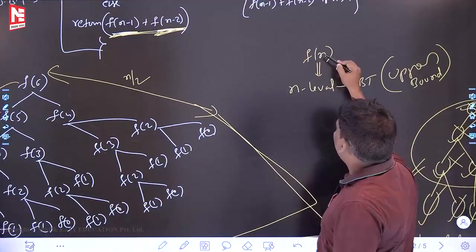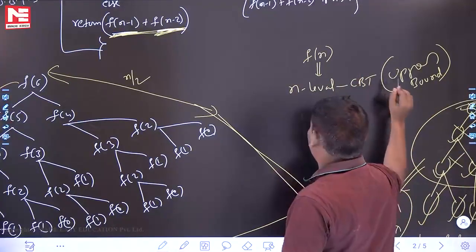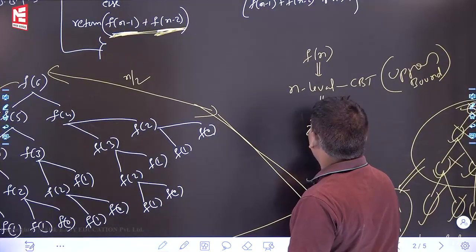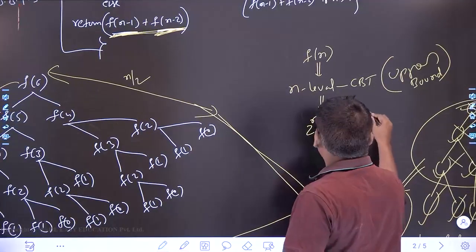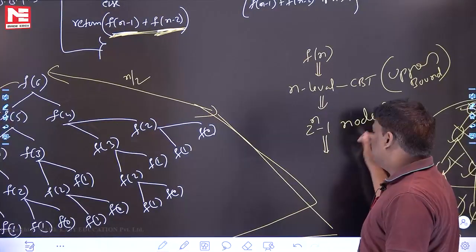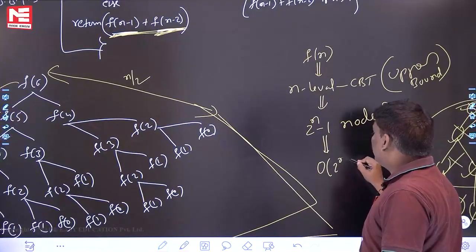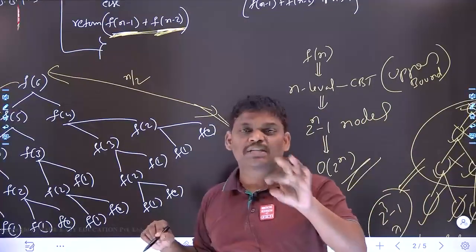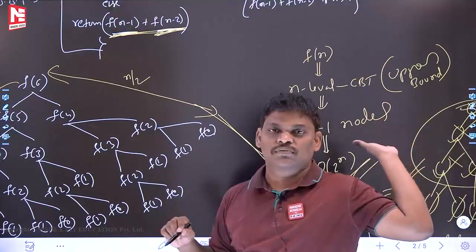Can you help me now? Fibonacci of n contains an n level complete binary tree. An n level complete binary tree contains how many nodes? Right? 2 power n minus 1 nodes. 2 power n minus 1 plus 1, forget about that. What is the answer? Order of 2 power n. Try to remember, time complexity of a recursive program is based on the number of function calls.